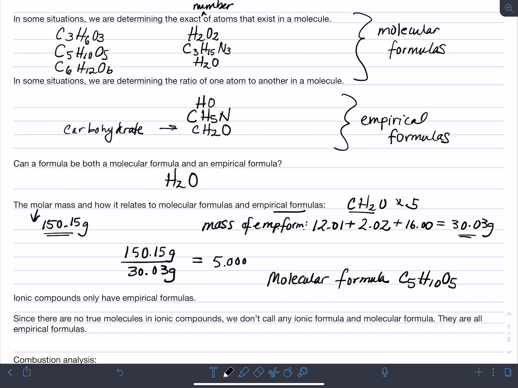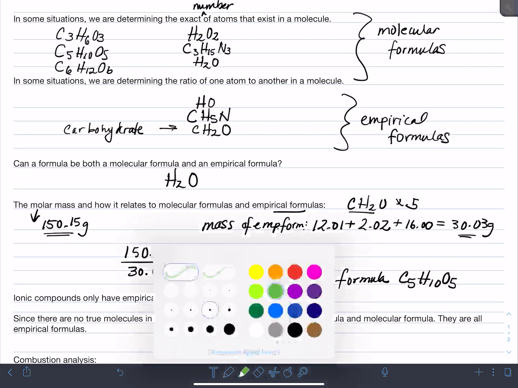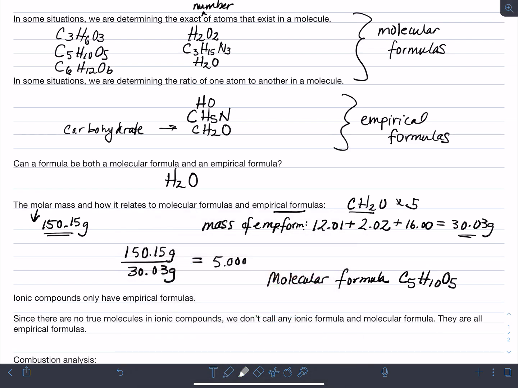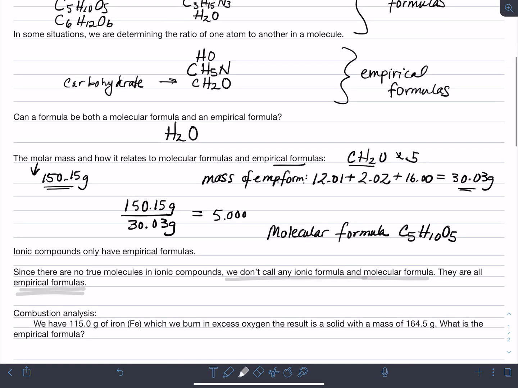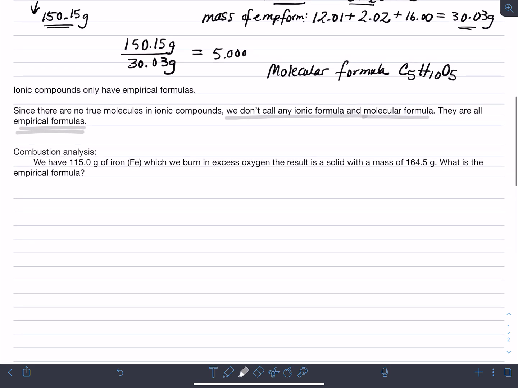So therefore, in an ionic compound, we don't call any ionic formulas molecular formulas. They are all simply empirical formulas. Okay? So if you see an ionic compound, you know that that is an empirical formula. Okay? Finally, let's look at a little bit with this combustion analysis that I was telling you about.